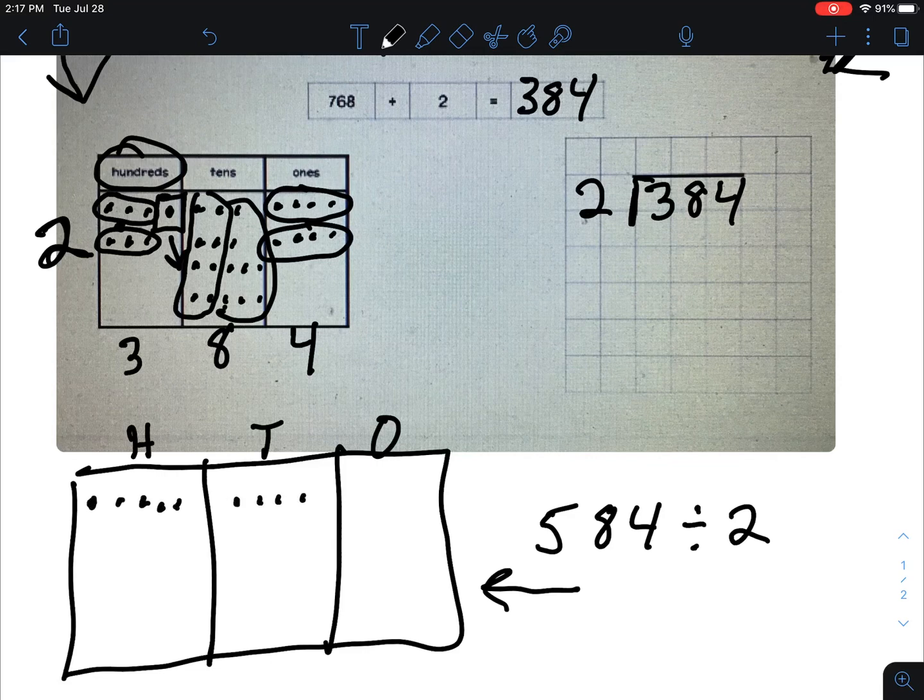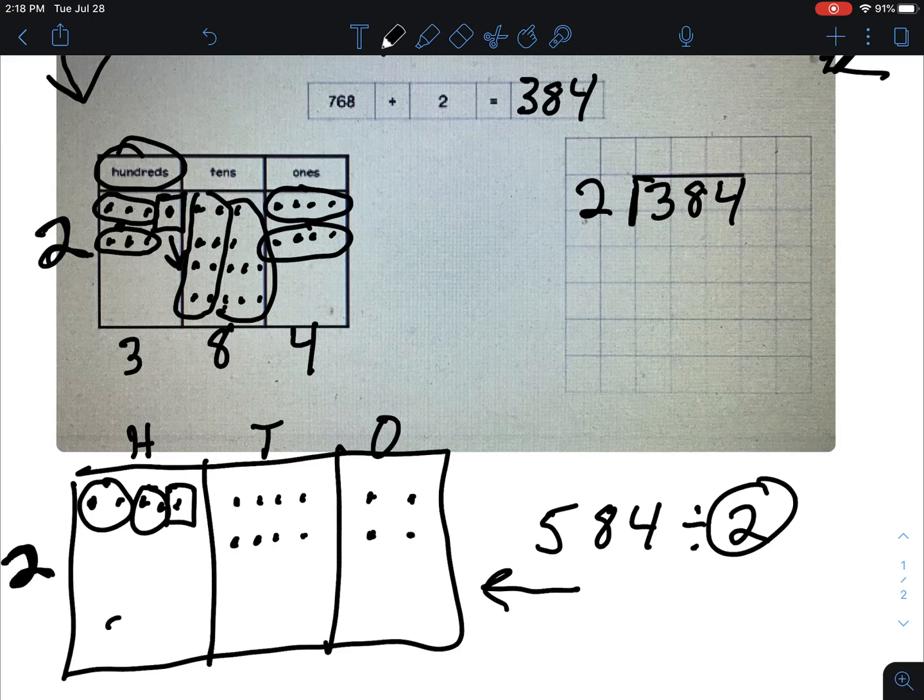All right, so first thing I have to do is put my dividend in the chart. So I have 5 in the hundreds, 8 in the tens, and 4 ones. I'm dividing by 2. I like to write that over there so I remember. So I'm dividing these discs into 2 equal groups in each place value. So there's a group, there's a group. Oh, I have a remainder. So how many are in each group? 2. Bring my remainder over there. So that means I have to add 10 over here.